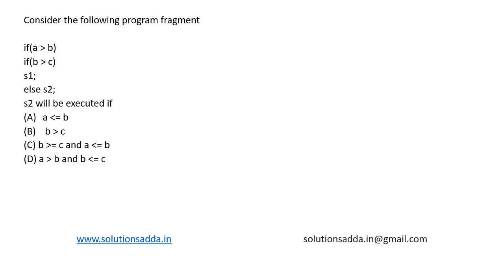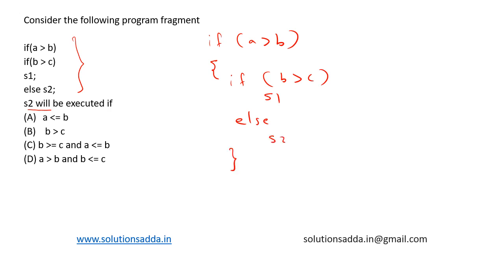This is a question from C programming. We are given a C code and we are asked to find the conditions that will make S2 be executed. Let's rewrite the code properly. If A greater than B, then if B greater than C, S1, else S2, and this block is closed. So the outer if statement has scope till the end of the inner if and else statement. In order for S2 to be executed, the first criterion is that A should be greater than B. So this is eliminated. This is also eliminated. Ideally, this statement is also eliminated.